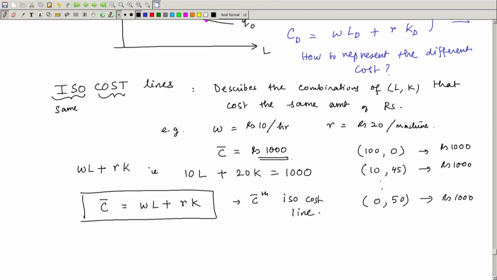What we will do next is that on one graph we are going to have the isoquant, on the other graph we are going to be plotting the iso-cost lines. We will bring both of them together and we will see what the cost minimization problem of the firm yields as the answer. We will do that in our next lecture. Thank you.